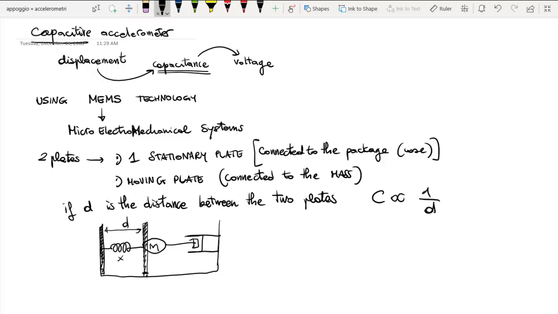Consider that everything occurs at a microscopic scale. For example, the variation of d is something like 10 micrometers. This is the typical variation. So we are transforming the acceleration into a displacement which is just a few micrometers, and this displacement is modifying a capacitance, and then when we have a variation of capacitance, we can translate it into a variation of voltage.